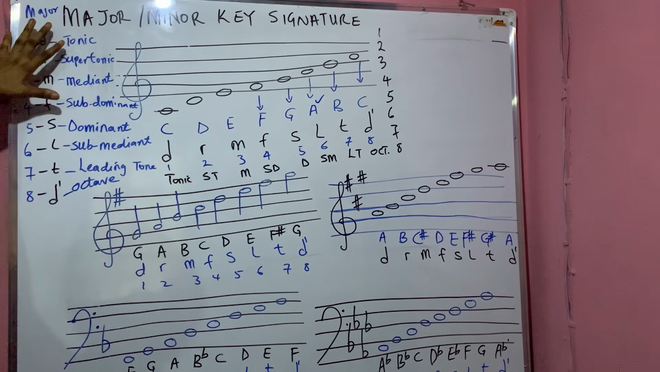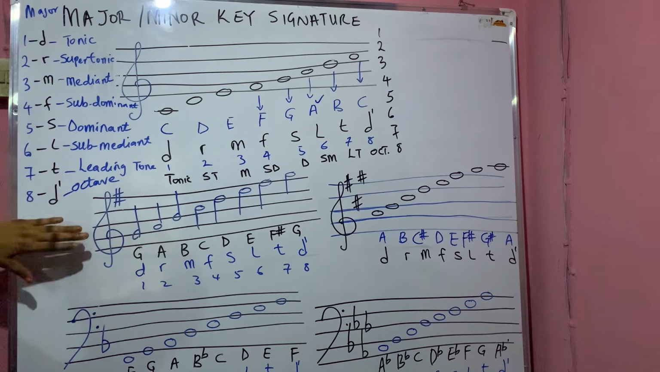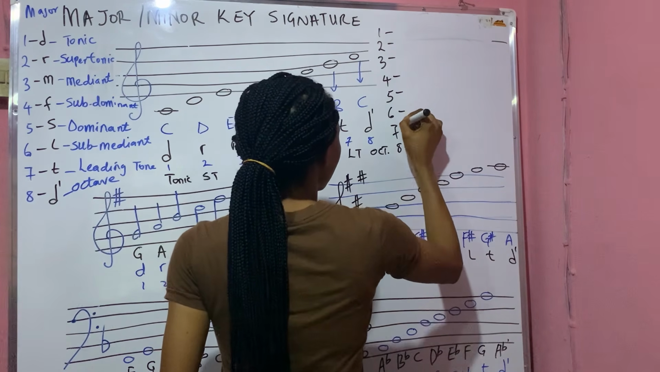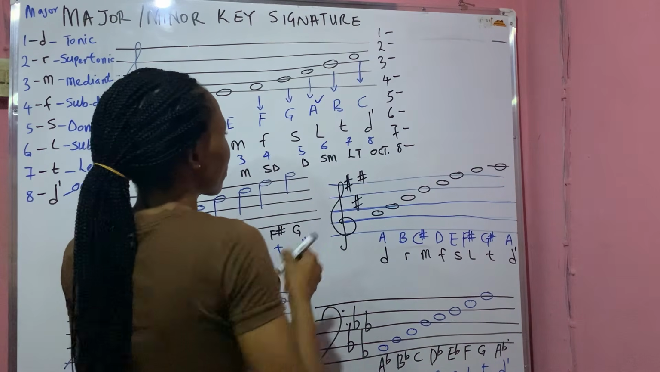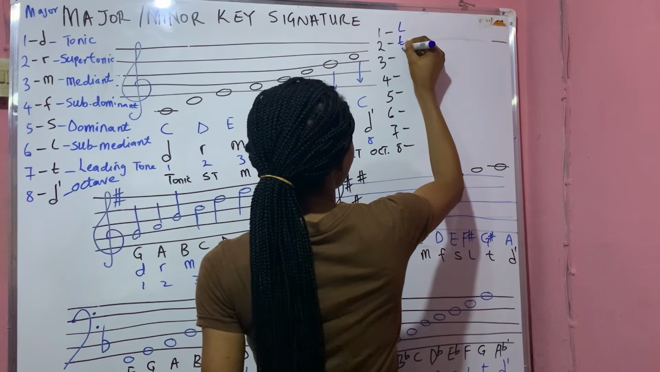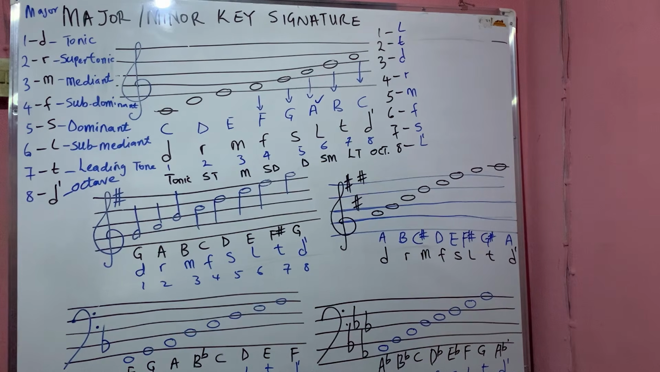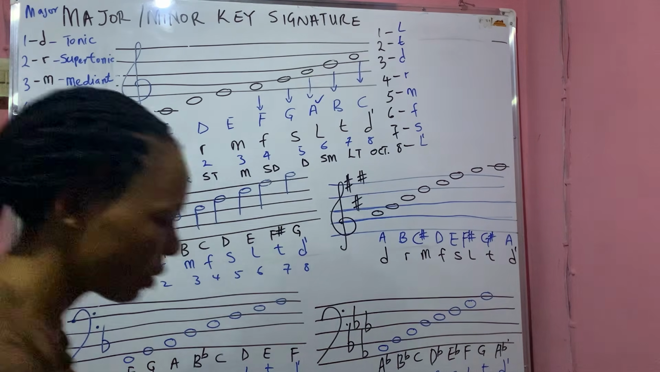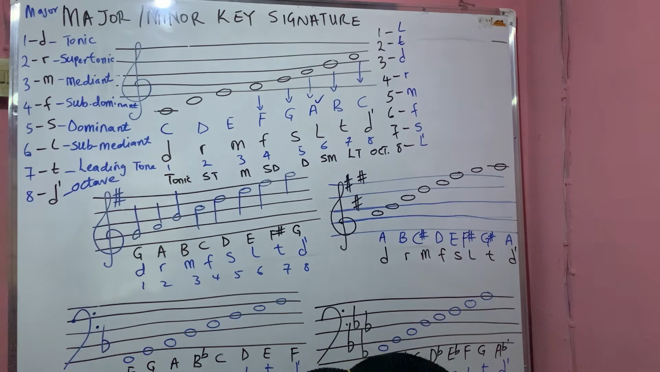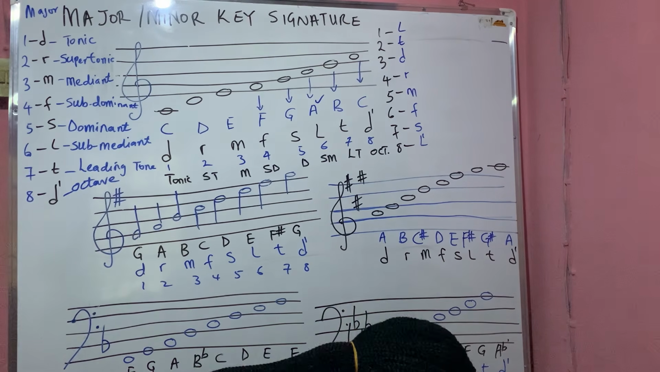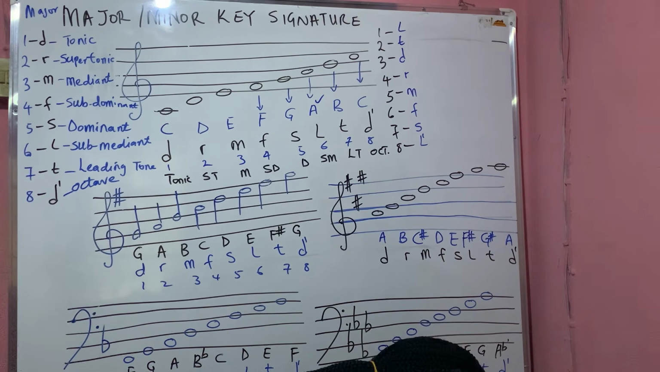So these are the degree names, technical names in major key. Now these are the technical names in minor key. Please take note of this. La, ti, do, re, mi, fa, sol, la. In major key it was do, re, mi, fa, sol, la. Now in minor key it is la, ti, do, re, mi, fa, sol, la, and descending sol, fa, mi, re, do, ti, la.